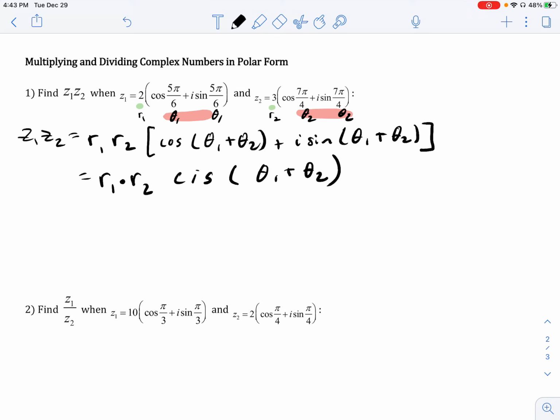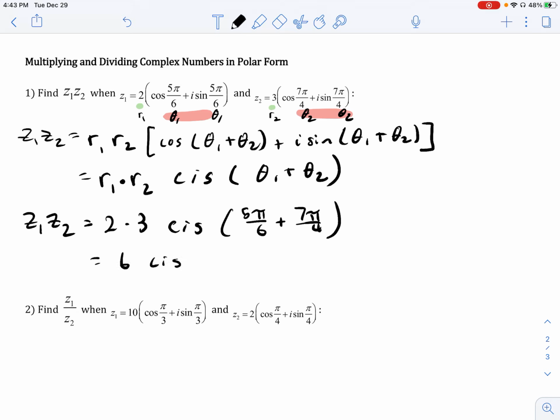So let's actually try that with this problem that we have here. So z1 times z2 is, we're going to multiply our two moduli, 2 times 3, which is 6, CIS, and we're going to add the two angles, 5 pi over 6 plus 7 pi over 4. We want to make sure we have the same denominators, so 24 would be our common denominator. That would be 20 plus 42.